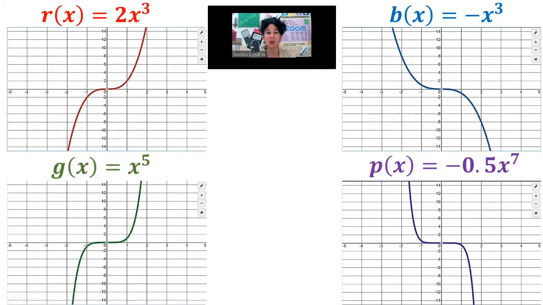Okay, so the takeaway here that you want to write down so far is that if you have an odd degree, your graph is going to be one side up, one side down. And if you have a positive leading coefficient, then it's going to start down and go up. If you have a negative leading coefficient, it's going to start up and then go down.